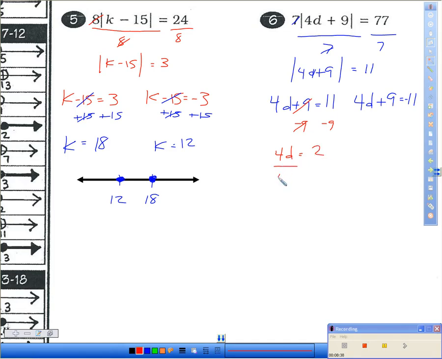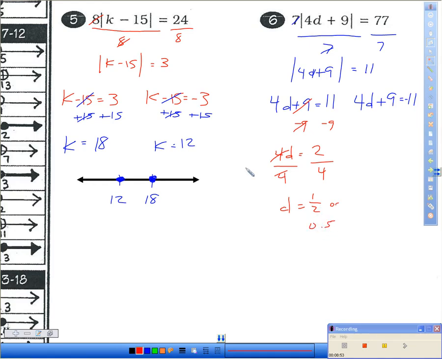Then we'll divide the left by 4, divide the right by 4. 4 divided by 4 gives us 1, so just d on the right hand side. 2 divided by 4 is 1/2. So you can write that as 1/2, or you can write it as 0.5.